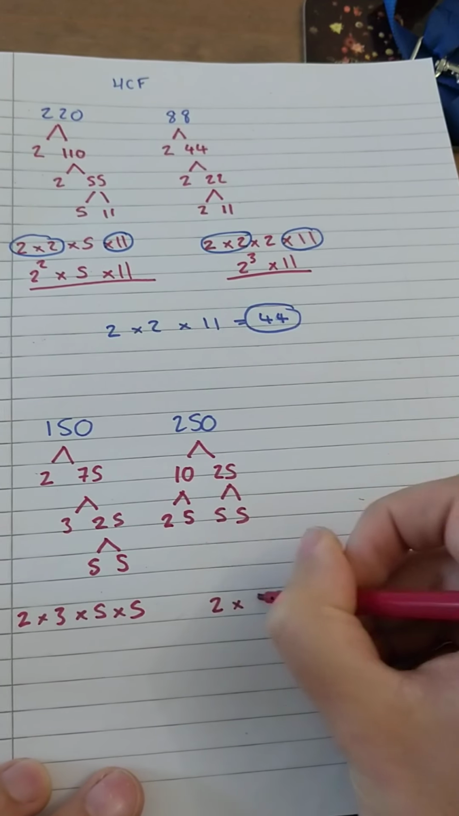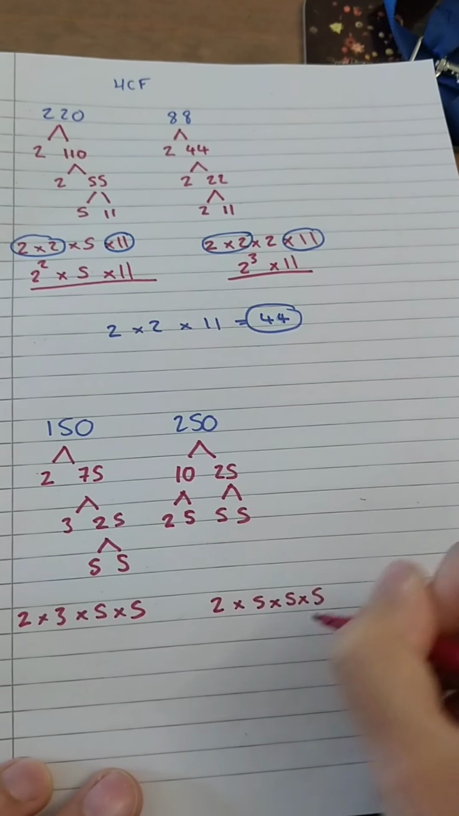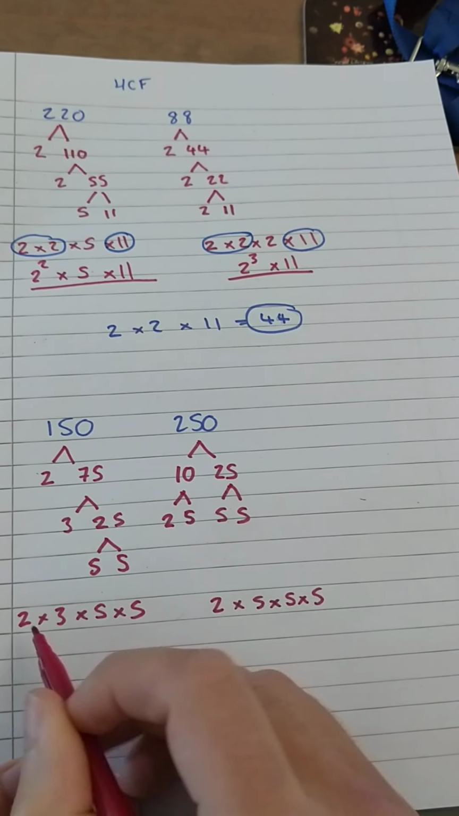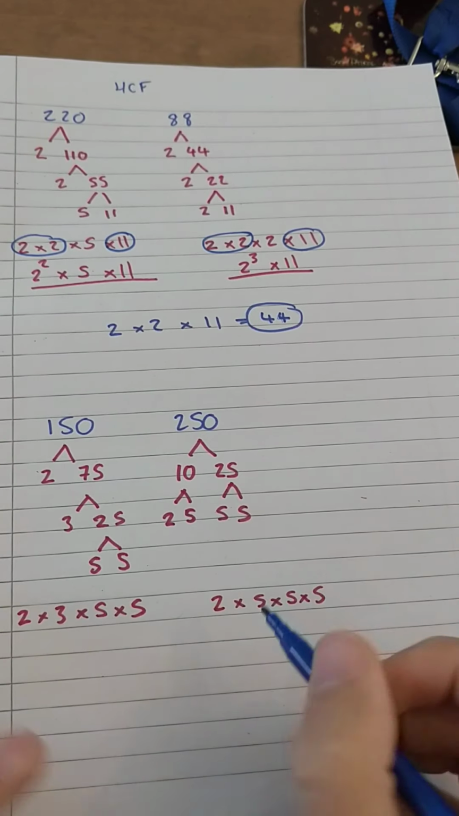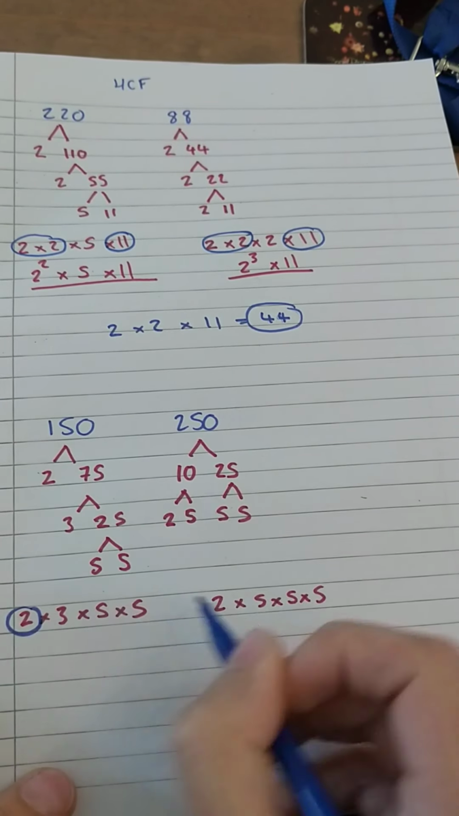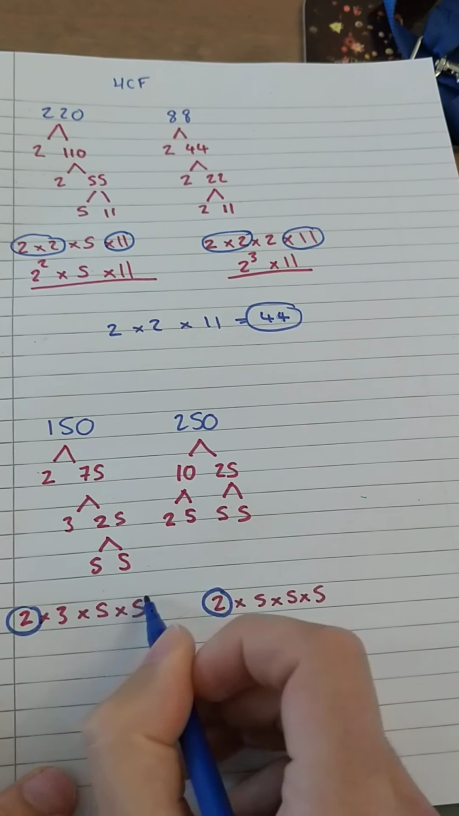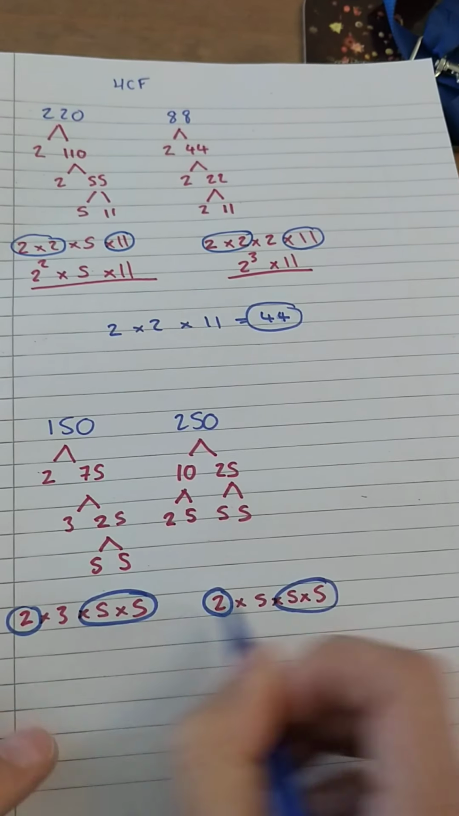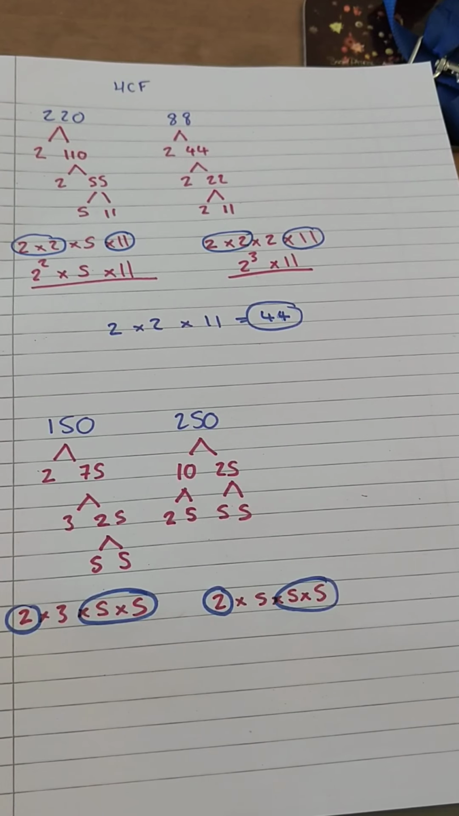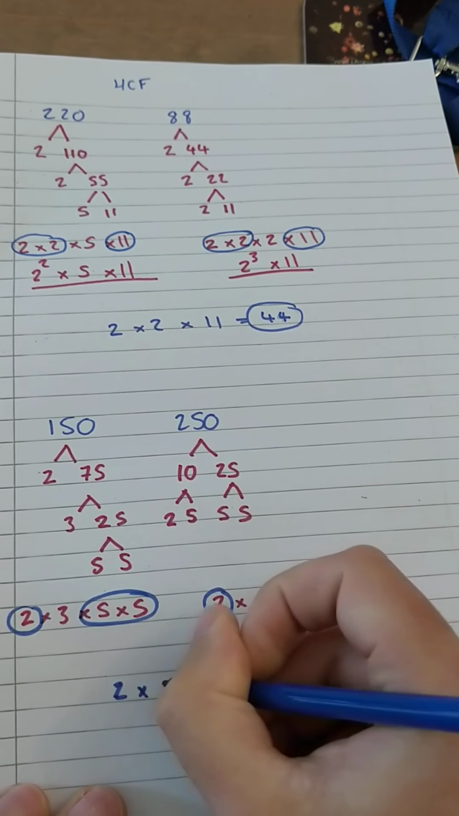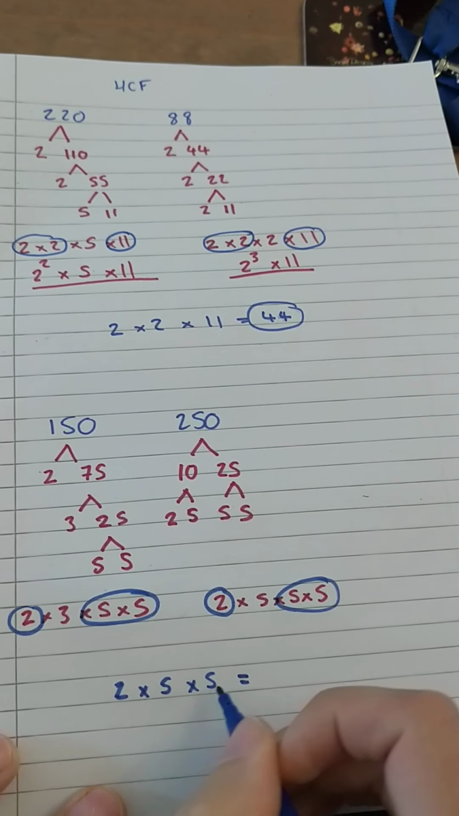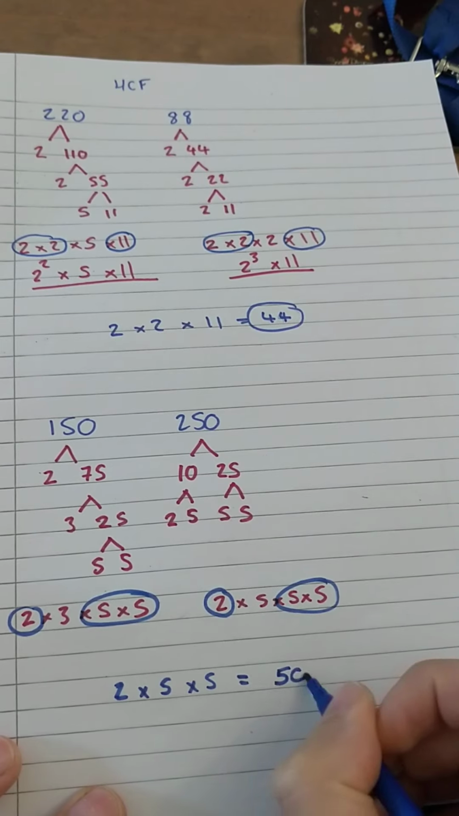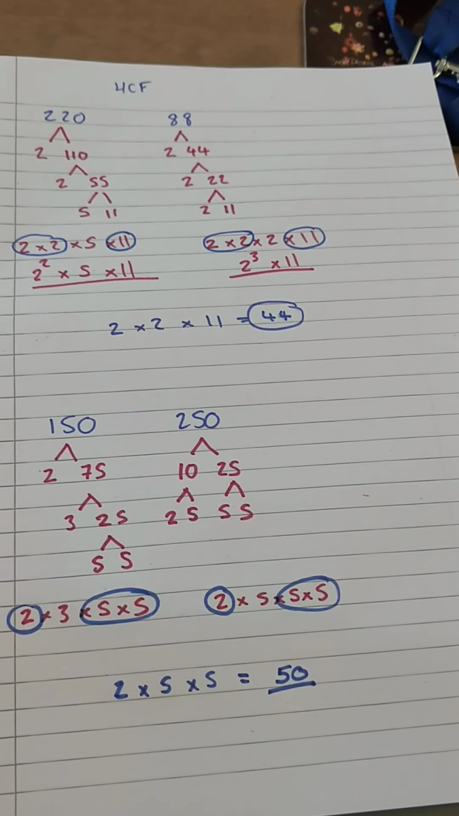So we've got 2 times 5 times 5 times 5, or 2 times 5 cubed. This could be 2 times 3 times 5 squared. Doesn't really matter how you write it. But what do they have in common now? So we've got 2 in both of them. I've got two 5s, and those are shared. So I'm going to have 2 times 5 times 5. Now 2 times 5 is 10, times 5 is 50. And that is the highest common factor of both 150 and 250.